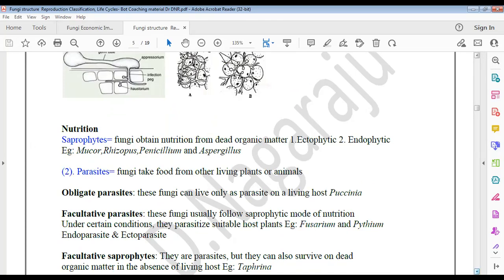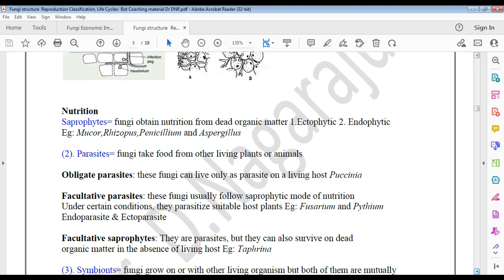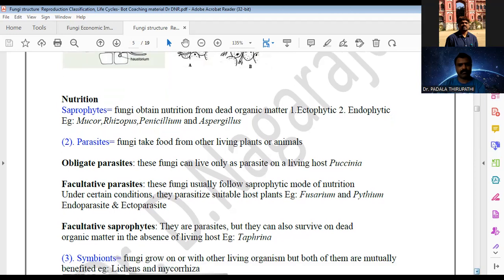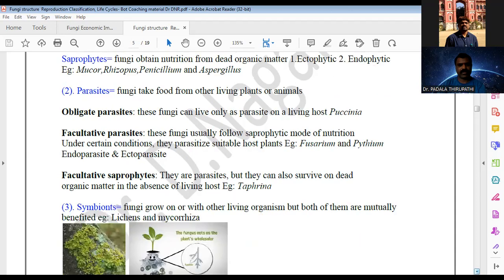Haustoria we have already discussed, and based upon nutrition we also discussed saprophytes and parasites. What are saprophytes? They absorb nutrition from dead organic matter, either plants or animals, like Mucor, Rhizopus, Penicillium, Aspergillus. Parasites take food from living organisms, not dead organic matter. It may cause death or damage to the host.